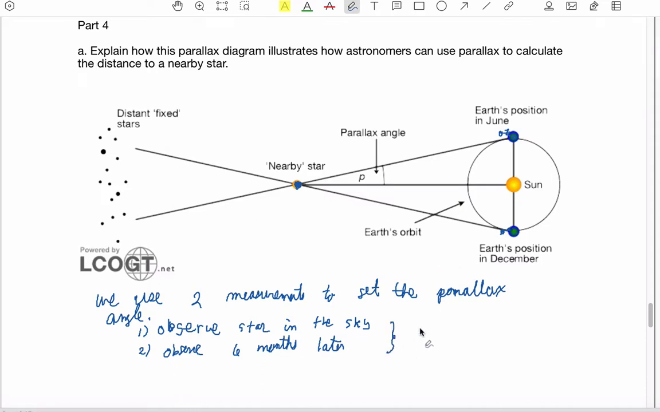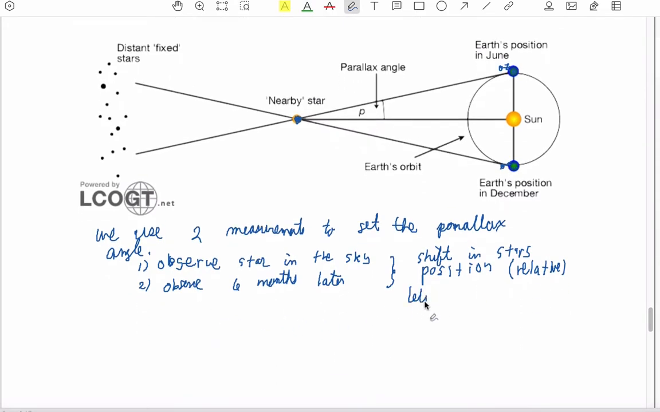And so this shift in the star's position, and it's an apparent shift, it's not a real shift, it's just based on the fact that we're in different places relative to the sun, lets us get the parallax angle. And then what we can do is we can do some trig.